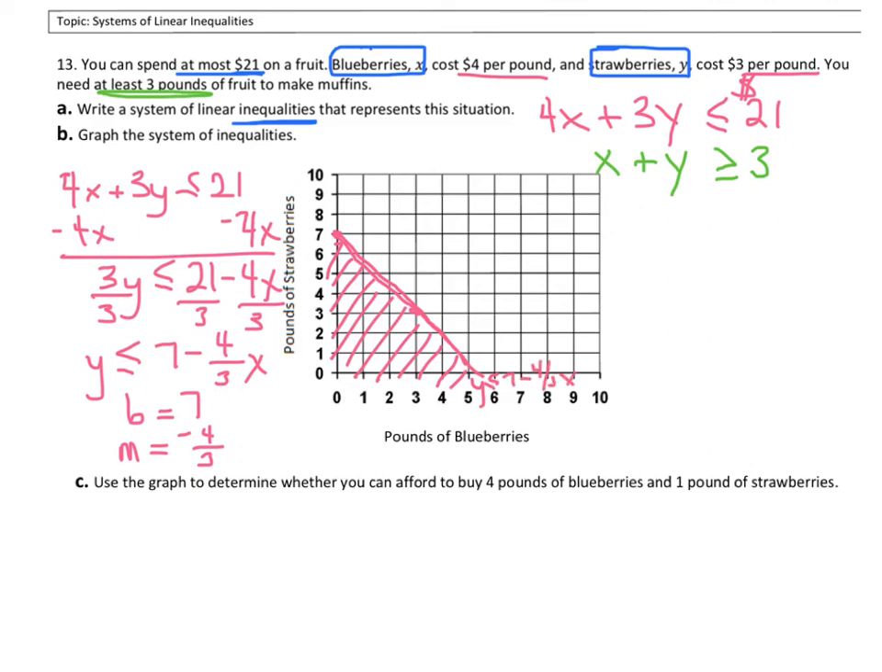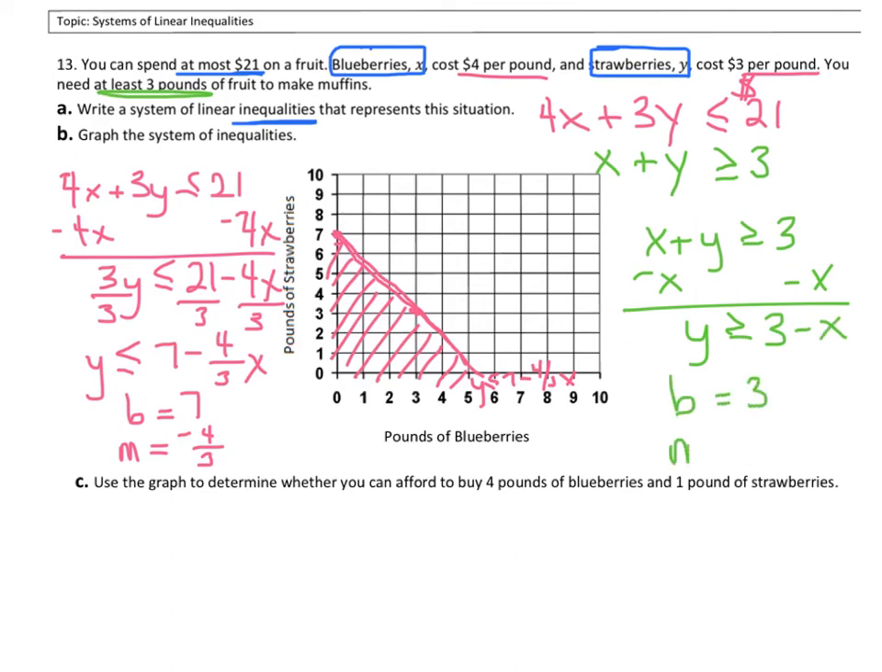All right, now I need my other inequality. So I'm going to take the x plus y is greater than or equal to 3. This one's a little easier to solve for. All I have to do is move the x. So y is greater than or equal to 3 minus x. Once again, it has a very manageable y-intercept of 3 and a slope of negative 1 over 1. And so now this time I'm going to go to 3, and I have a slope of down one to the right one, down one to the right one.